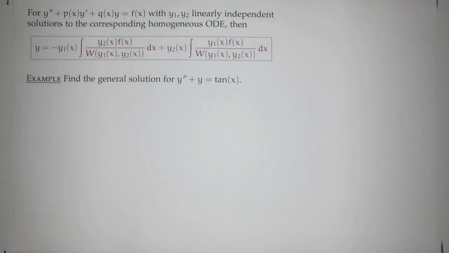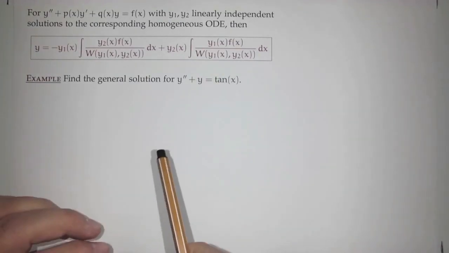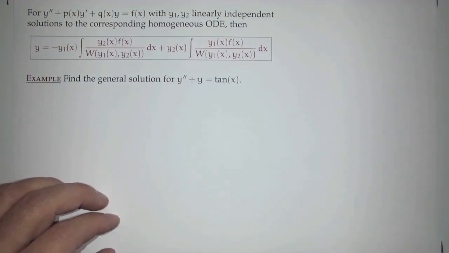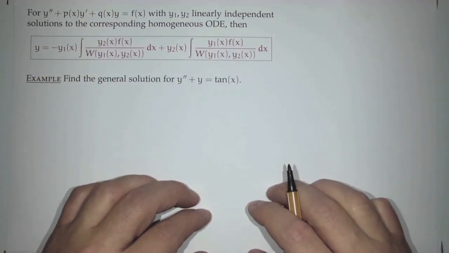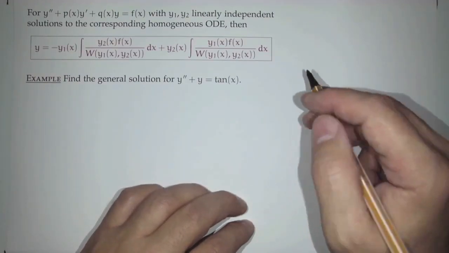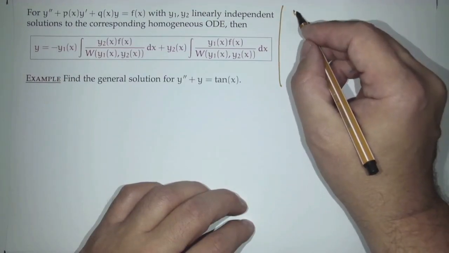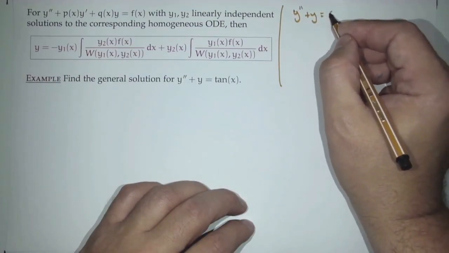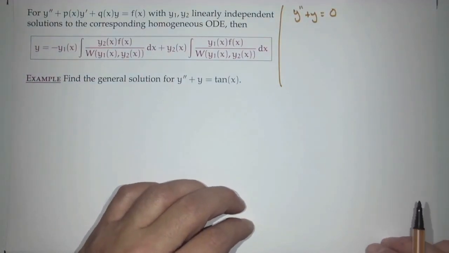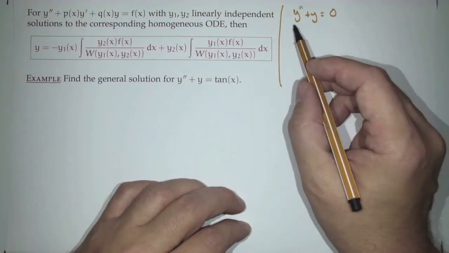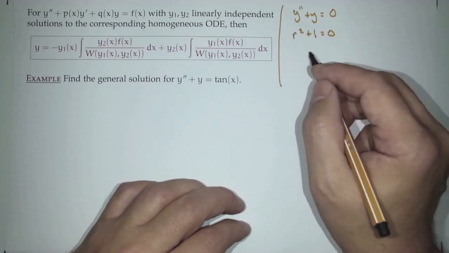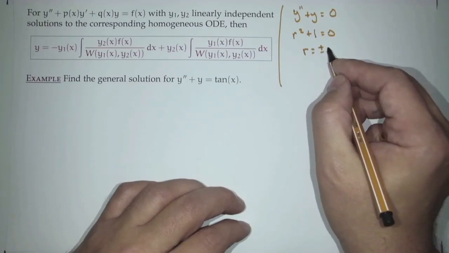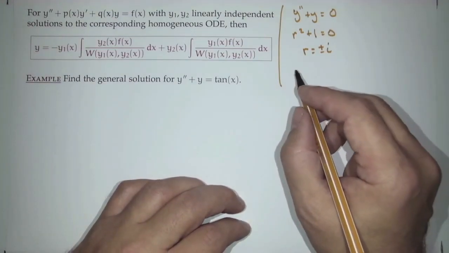All right. Well, let's do a problem. Find the general solution for y double prime plus y equals tangent of x. So where do we start in a problem like this? Okay, so we look at the homogeneous equation: y double prime plus y equals 0. Feels really familiar. We may have seen this before. What's the equation in terms of the characteristic polynomial? r squared plus 1 equals 0. What are the roots? Plus or minus i.